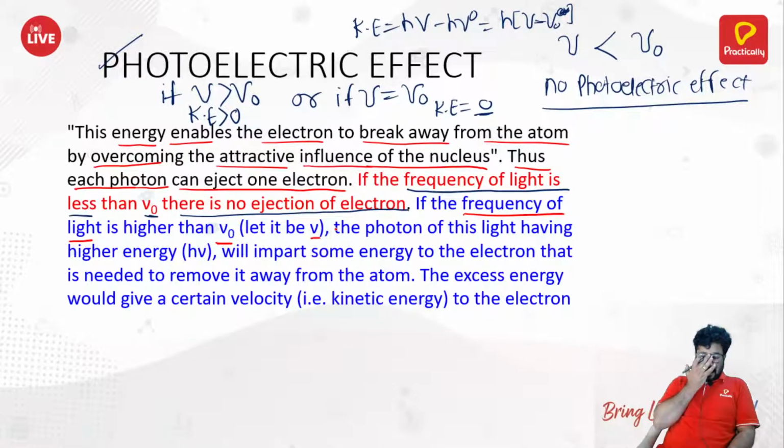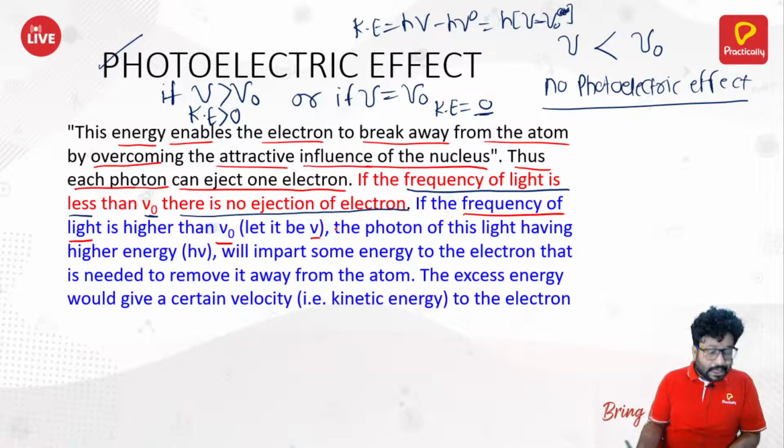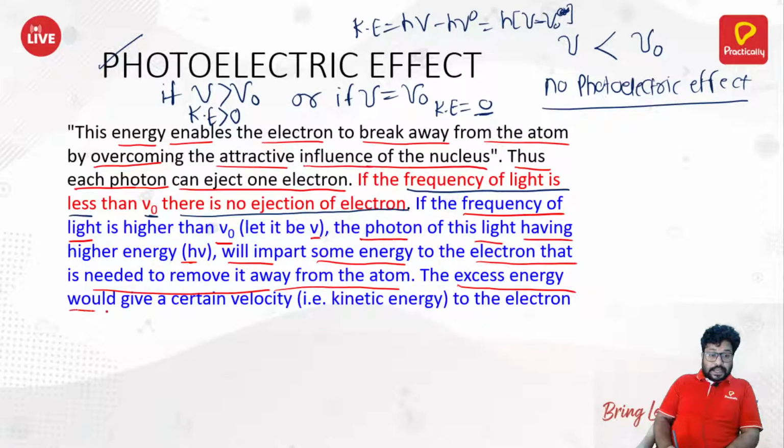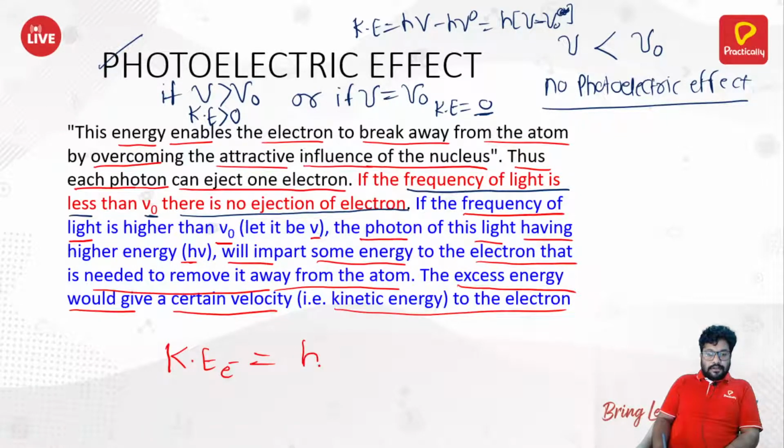I already told you all of this. Suppose the frequency of light which is irradiating has frequency nu. If that nu is higher than nu 0, then a photon of this light, having higher energy h nu, will impart some energy to the electron that is needed to remove it from the atom, and the excess energy would give a certain velocity, that is kinetic energy, to the electron. In other words, the kinetic energy of an electron is equal to h nu minus h nu 0.